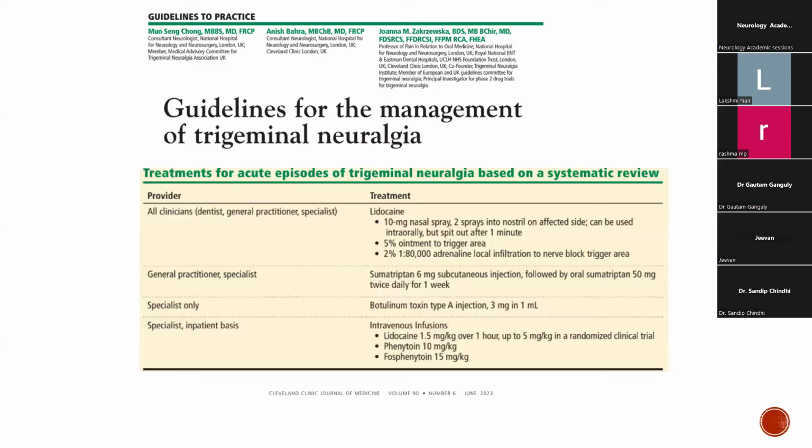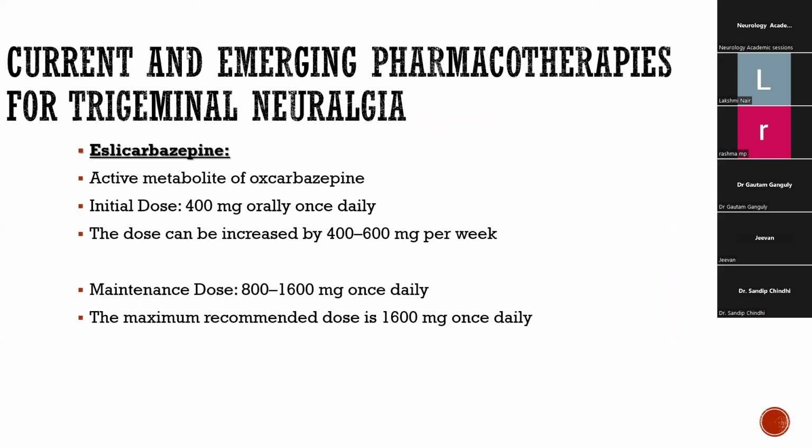abortion of acute attacks. Next are intravenous infusions like lidocaine 1.5 mg per kg over 1 hour, up to 5 mg per kg in a randomized control trial, and phenytoin 10 mg per kg as well as fosphenytoin 15 mg per kg can be used.